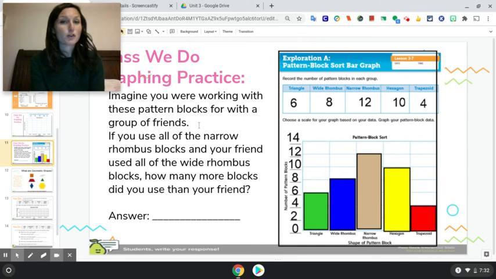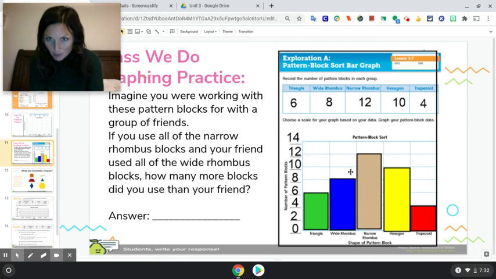Thinking about if you were working with a group of friends and you had the narrow rhombus, but your friend had all the wide rhombus. It says, how many more blocks did you use than your friend? So I had more. I had 12. My friend only had 8. So how many more do I have? That's like finding the difference, right?